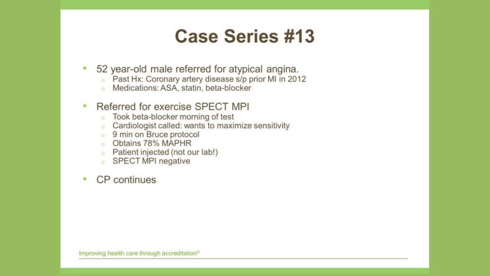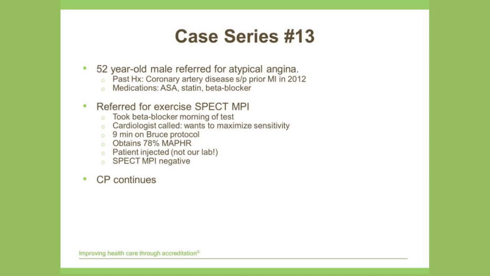His cardiologist was called because we said it may be relevant in somebody with known CAD to keep them on their medicine, but the cardiologist specifically wanted to maximize sensitivity. So we really wanted the beta blocker to be off. So probably the right thing to do at that point would be to actually stop and have the patient come back. But this patient ended up going that day and had a 9-minute Bruce protocol, had only 78% maximum age predicted heart rate achieved.